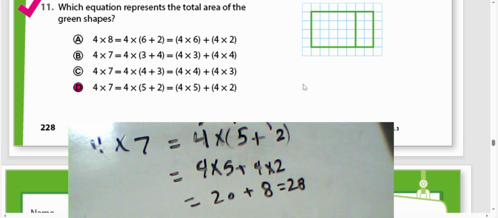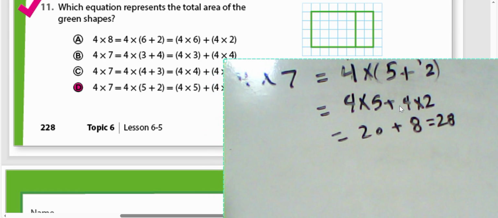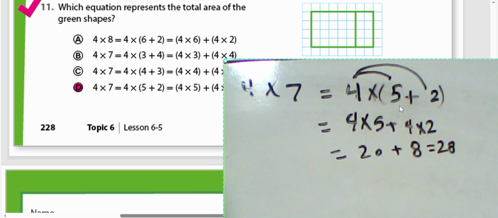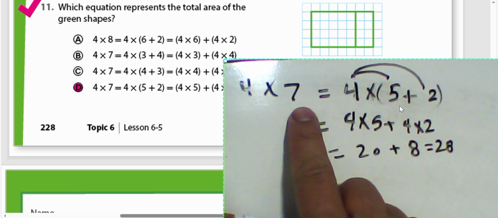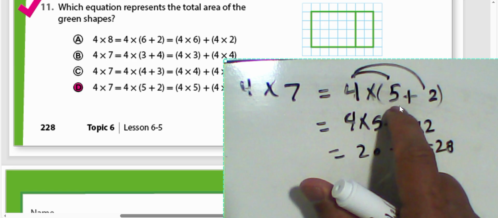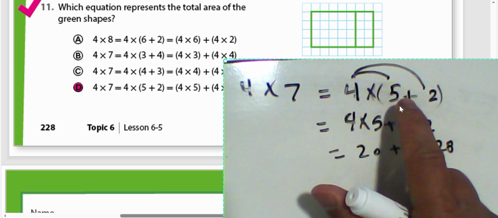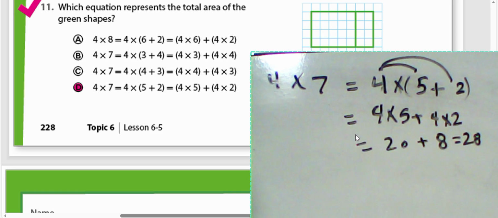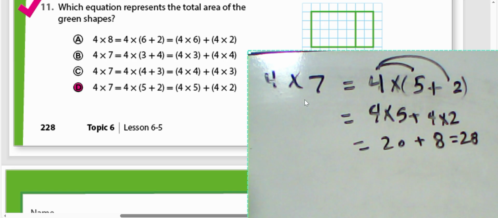Understood? We use distributive properties here to find the answer. Look at the steps with me. We have 4 and 7. 4 times 7. And we have 2 parts and 5 parts here. Using distributive properties, 4 times 5 is 20, and 4 times 2 is 8, 20 plus 8 equals 28. 4 times 7 is 28. But in this question, 4 times 8 is not correct. 4 times 7 is correct. But when he distributed, 4 times 3 plus 4 times 4, he divided here into 5 blocks. Correct about distributive, but this shape is divided into 2 parts here and 5 parts.